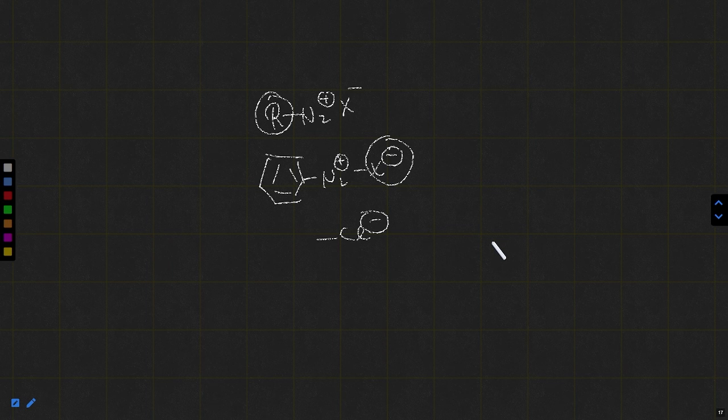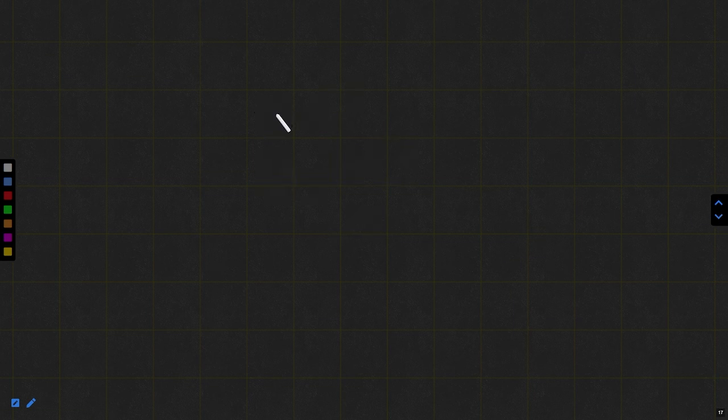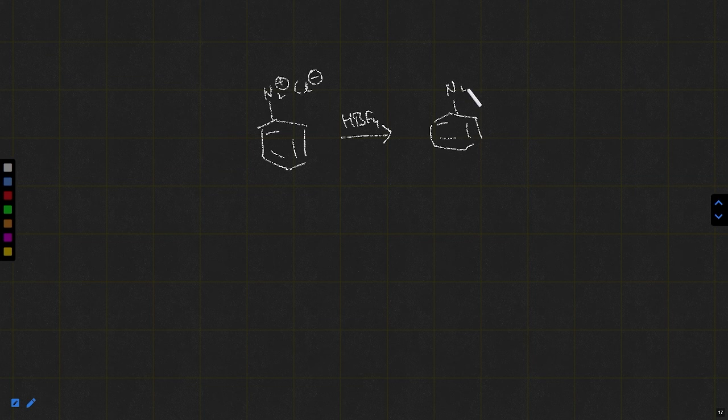Further, we have seen how various groups can be introduced. I would suggest some important ones here. The important one is this one, in which we introduce NO2. It was not a direct conversion of N2 to NO2. First, we treated it with HBF4. Once it is converted to this, then we heated it to get our fluorine. Sorry, this is for fluorine.